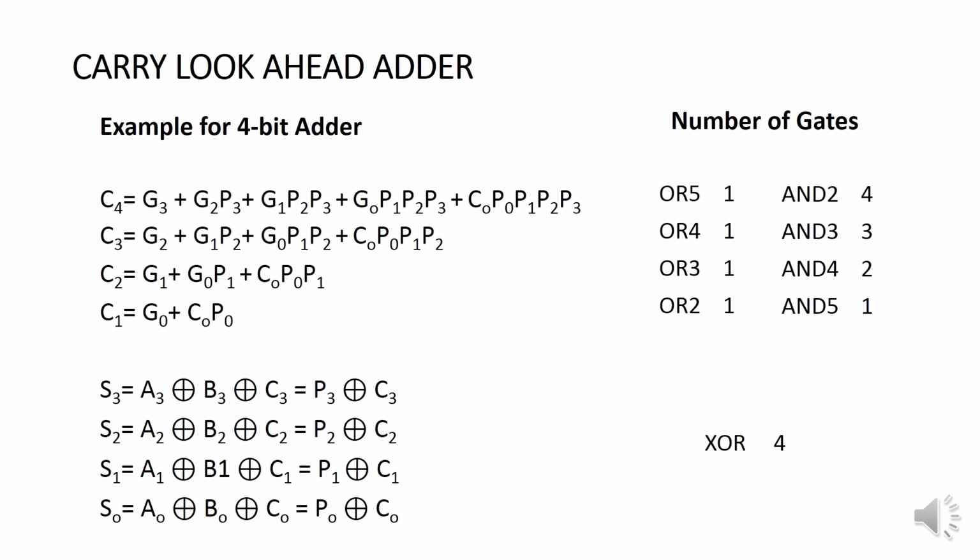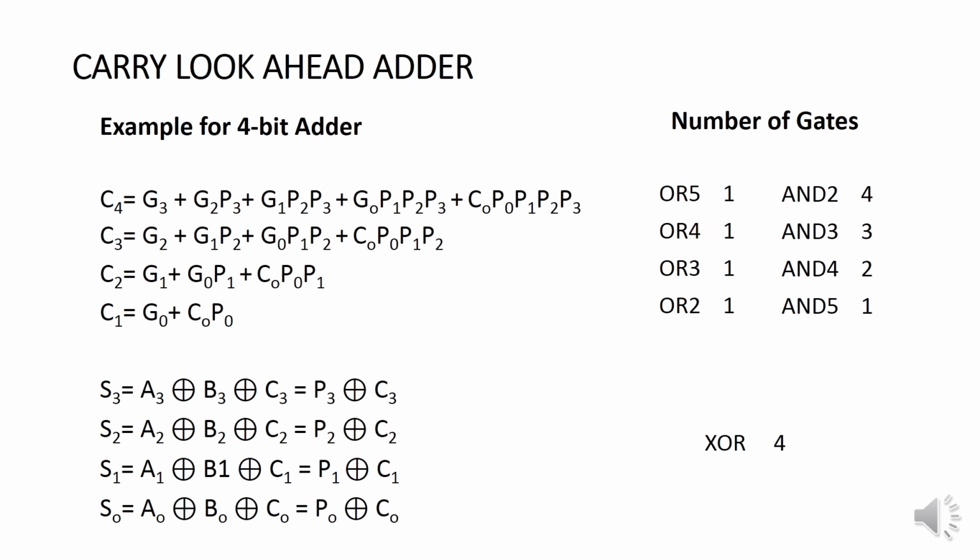Now, the list on the right are the number of gates required. Let's see how to find them out. In the equations, the sign plus means OR. So, the first equation has one OR gate of 5 inputs. 1, 2, 3, 4, 5. One OR gate of 5 inputs. The second equation has one OR gate of 4 inputs. 1, 2, 3, 4. One OR gate of 4 inputs, and so on.